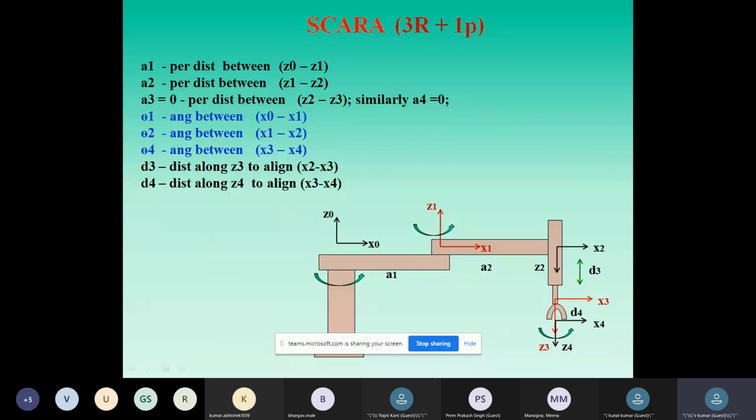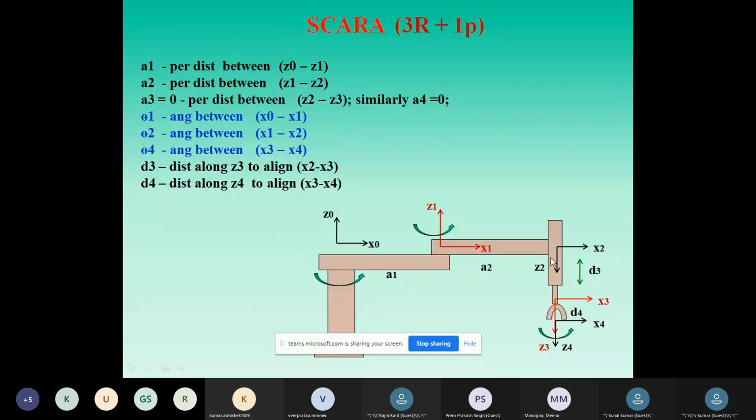So now we have attached the frame. Now determine the link length. First link length will be the parallel distance between Z0 and Z1. This is A1. For link 2, the distance between Z1 and Z2, here A2. Similarly A3, the distance between Z2 and Z3.